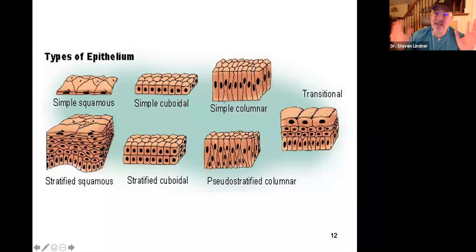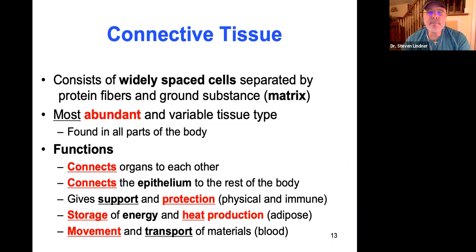Because connective tissue is just the opposite. Connective tissue is some cells with lots of extracellular matrix. So here with connective tissue, now we have a bunch of widely spaced cells that are separated by protein fibers and ground substance that we call the matrix, also known as ECM or extracellular matrix. Extra meaning outside of the cell. When you hear the word intra, it means inside of the cell. So if there's intracellular substances, that's inside the cell. Extracellular means it's outside of the cell.